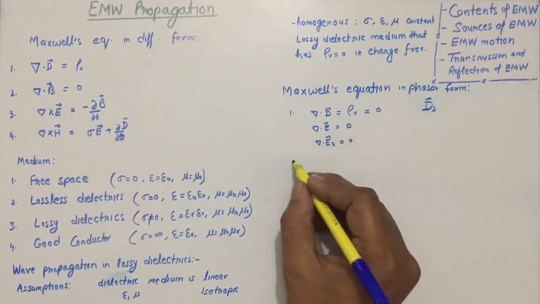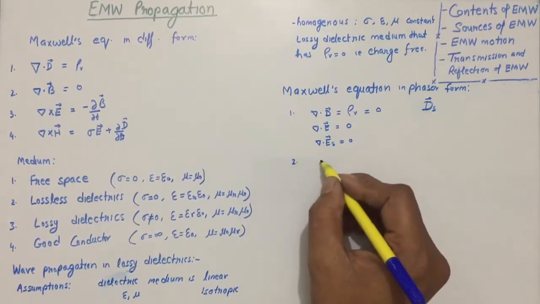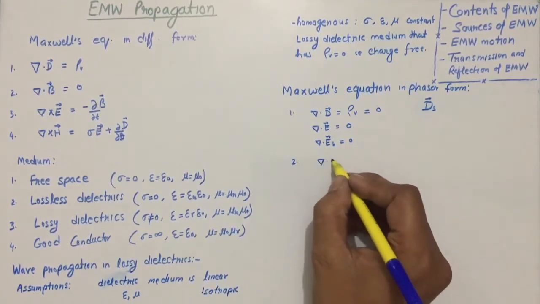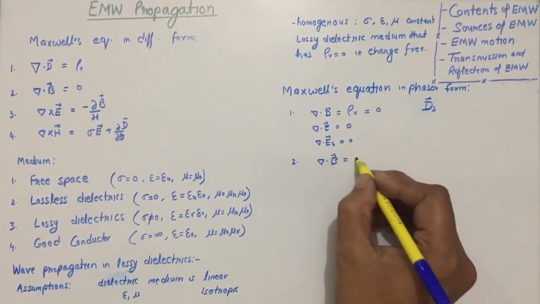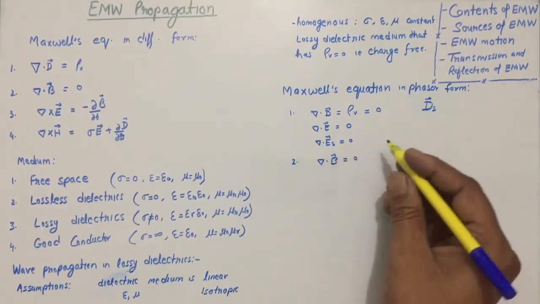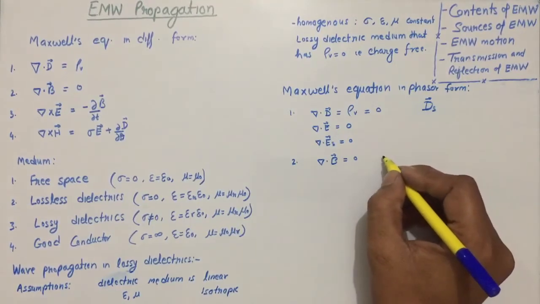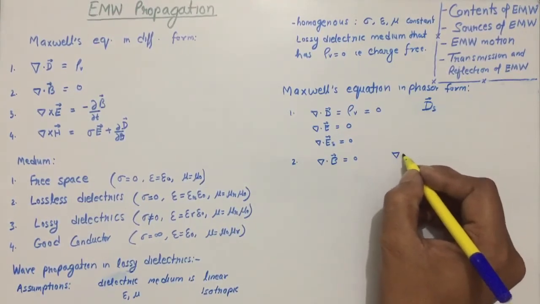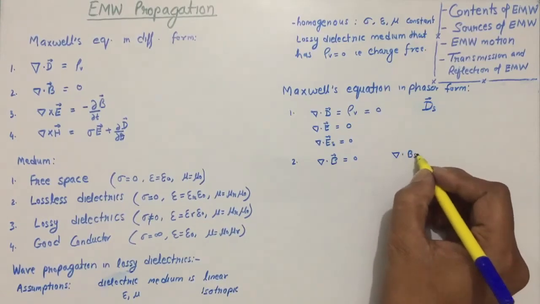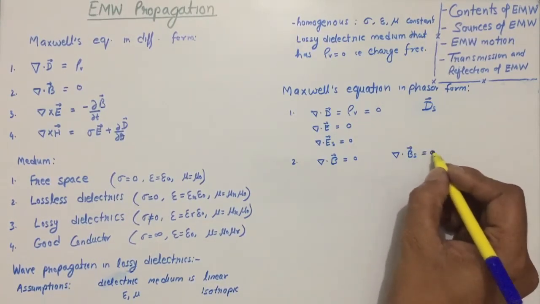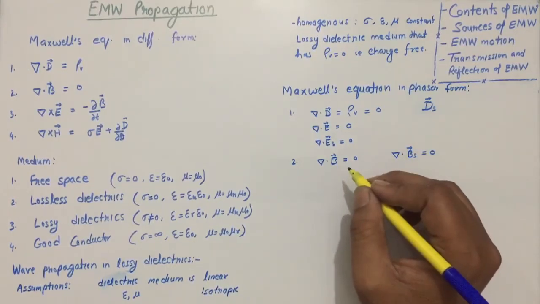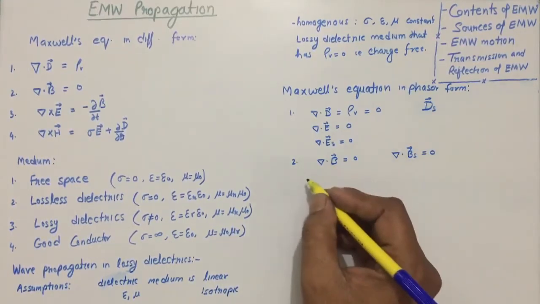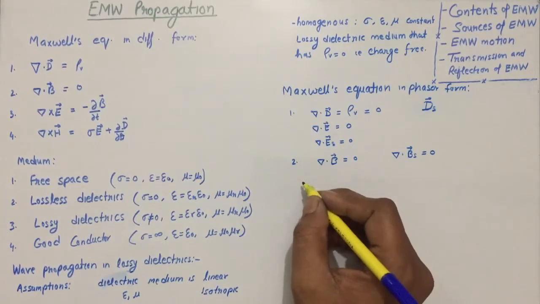Similarly, the second equation's phasor form. In normal form, we have del dot B is equal to 0, no monopole existence, and from here we can have the phasor form of this equation. So this is the second Maxwell equation related to the non-existence of the monopole.